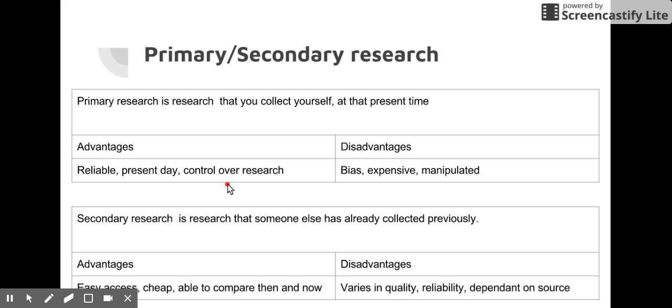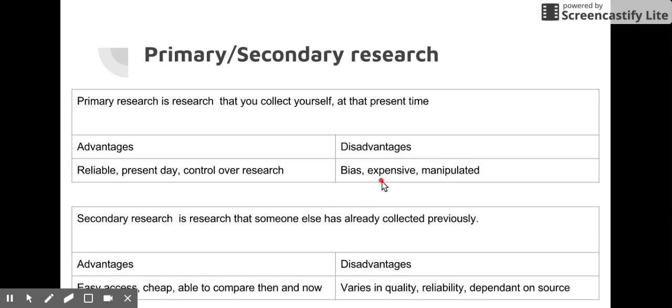And you have your own control over the research, so you know what's going to be changed, what's going to be kept the same. You have that control. Disadvantages would be that it's biased, so you're doing the research to get the result you want. So you're going to do research on seeing whether the tallest gymnasts have the biggest height. Like, you're going to do that because you want to find out and make your statement right.